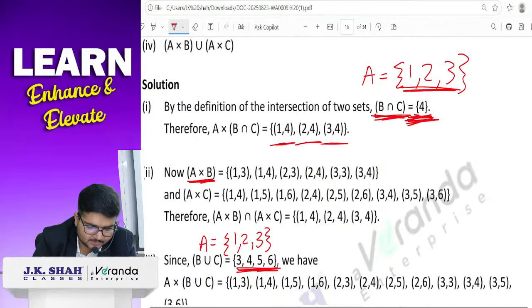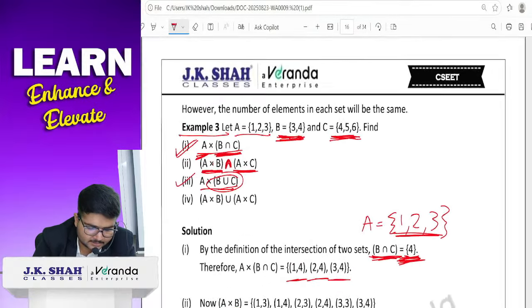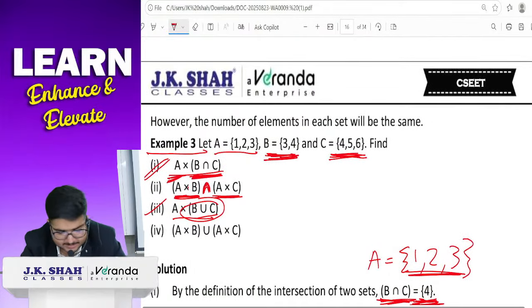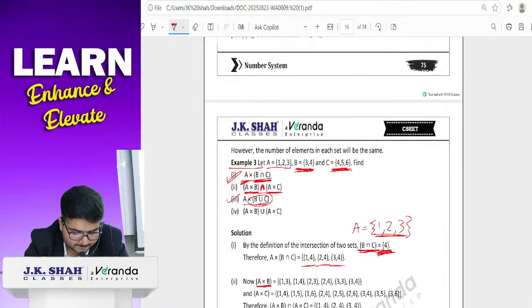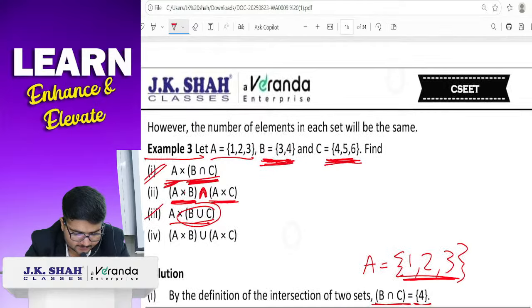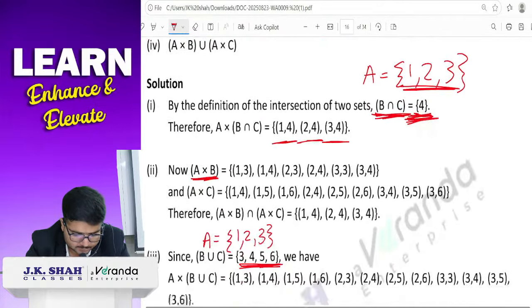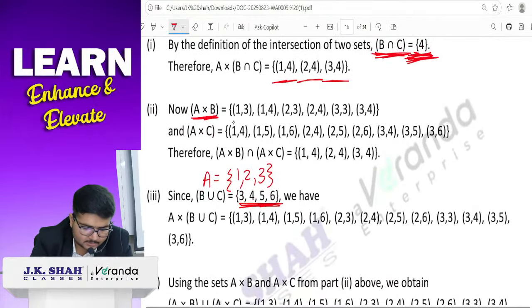How will we find out A into B? Here, see the set A and set B. Can you find the ordered pairs? Yes. Do it in your mind. (1,3), (1,4), (2,3), (2,4), (3,3), (3,4). So here the solution is given: (1,3), (1,4), (2,3), (2,4), (3,3), (3,4).